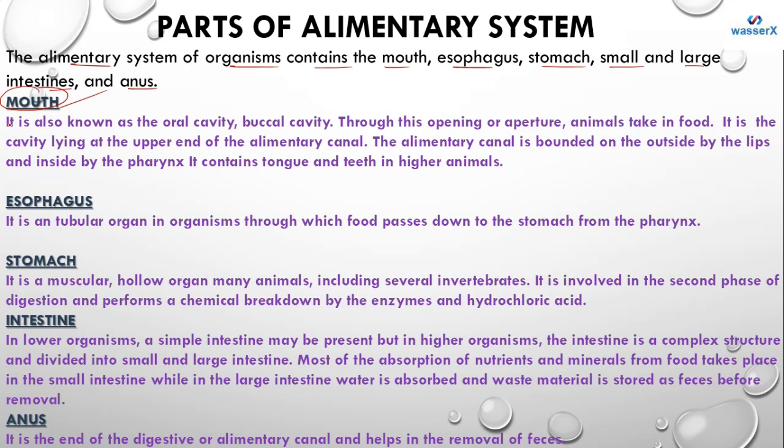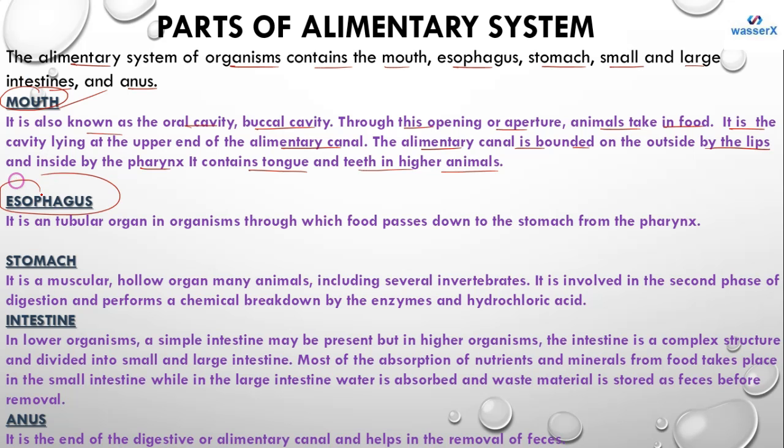What is the function of the mouth? It is also known as the oral cavity, or sometimes the buccal cavity. Through this opening, or aperture, animals take in food. It is the cavity at the upper end of the alimentary canal, bounded on the outside by the lips and on the inside by the pharynx. It contains the tongue and teeth in the higher animals like humans. So this is the mouth.